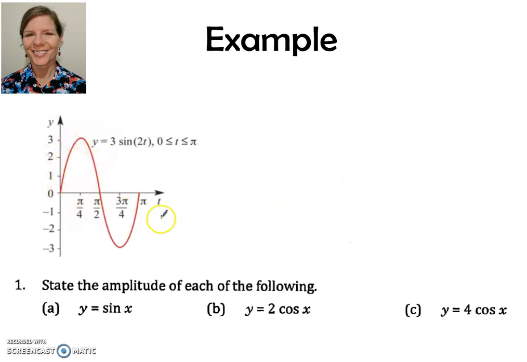Okay, so let's have a quick look here. We've got a graph of y equals 3 sine 2t. You'll see that sometimes it's t, sometimes it's x, sometimes it's theta. Just work with whatever you're given. So this is our vertical dilation, so we've stretched it, and you can see that that's changed the amplitude to 3. So this affects amplitude.